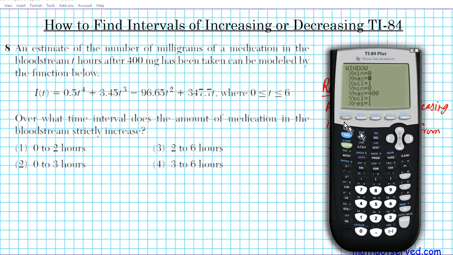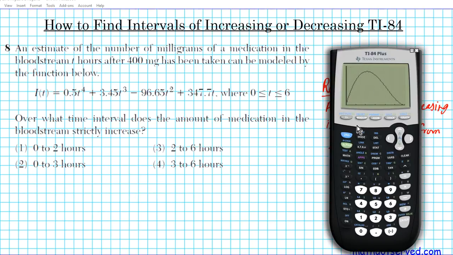Okay, and then to adjust the view, you just go to the window, and we're going from 0 to 6. So for the x, I'm going to put 0 for the minimum and 6 for the maximum, because that's the domain for the x. Okay. For the y, we're going all the way to 400 milligrams. So the y minimum is 0, and then the y maximum is 400. There's a consideration, the interval is given here. So let's go ahead and graph the function and see what it looks like. So you have something like this.